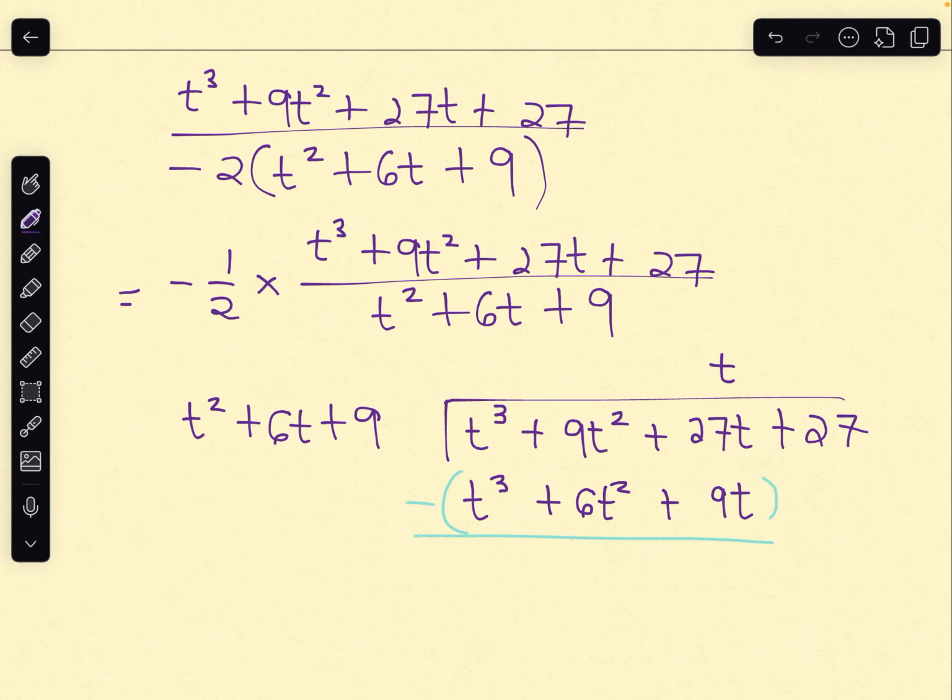So that is going to be t cubed minus t cubed, which is nothing. 9t squared minus 6t squared is going to be 3t squared. And then 27t minus 9t is going to be 18t. Then we bring down the next guy. So this is plus 27, right?